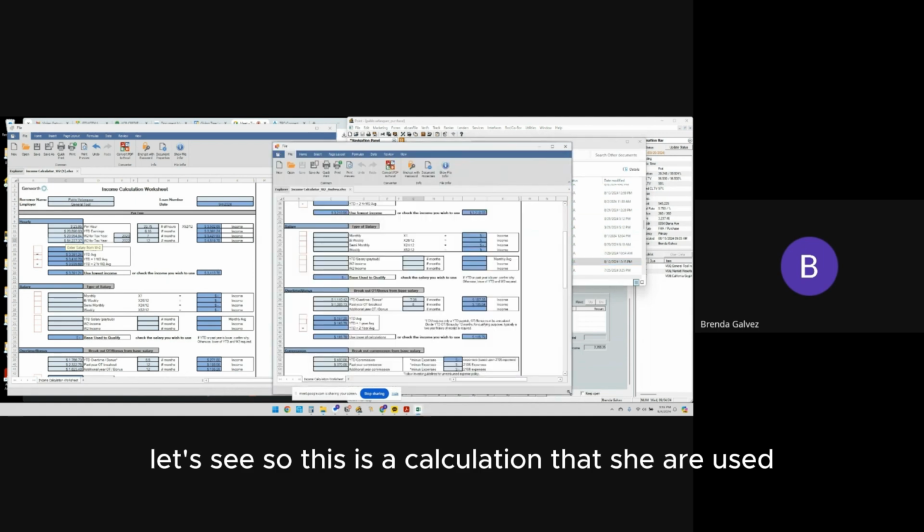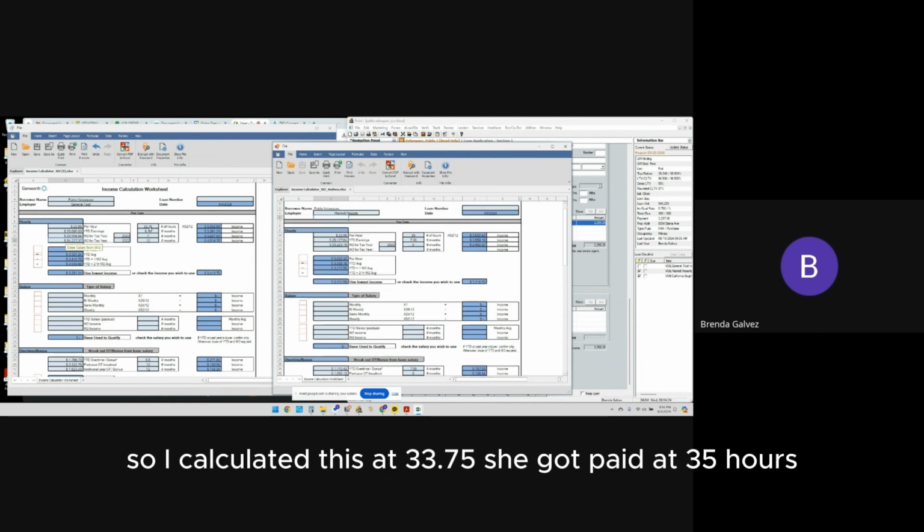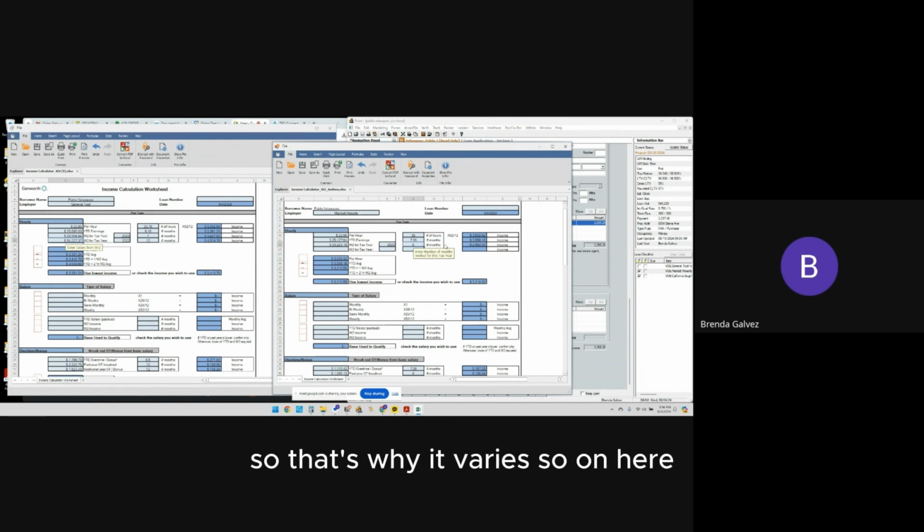So this is a calculation that Gia used. Oh, so see, she's actually using a few more. So I calculated this at 33.75. She calculated at 35 hours. So that's why it varies.